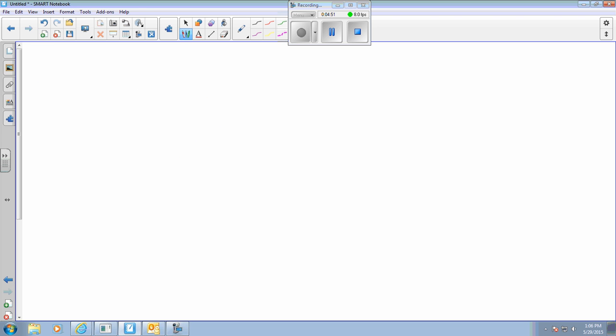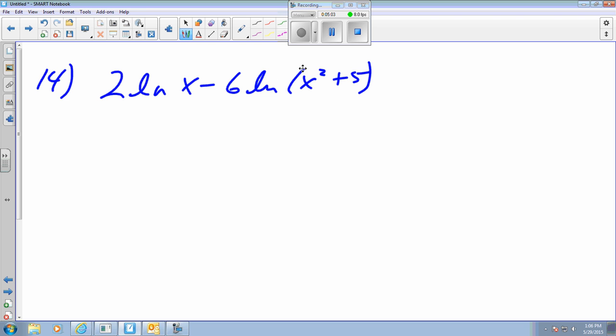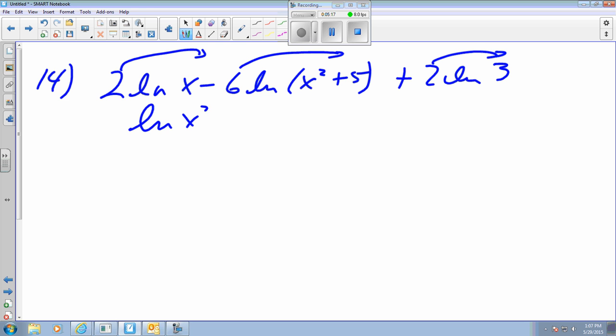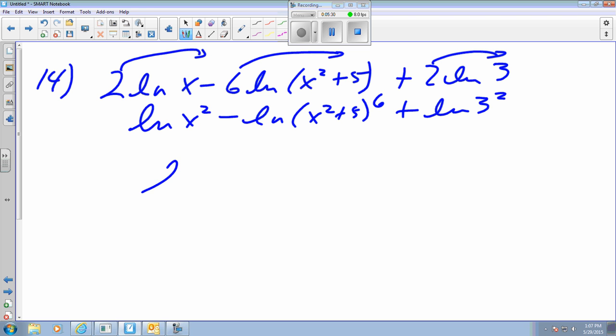Number 14 says condense 2 ln of x minus 6 ln of x squared plus 5 plus 2 ln of 3. Remember, the coefficients out front become the exponents on each of these, so I'm going to rewrite it as the ln of x squared minus the ln of x squared plus 5 to the 6th power plus the ln of 3 squared.